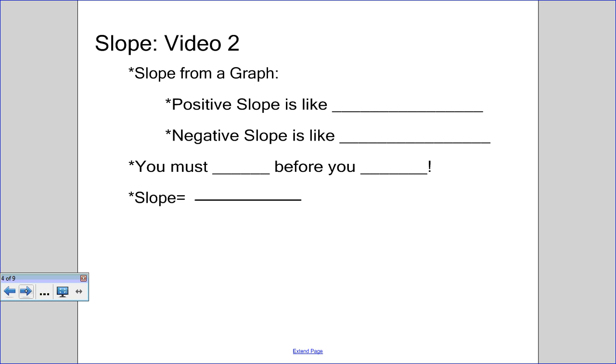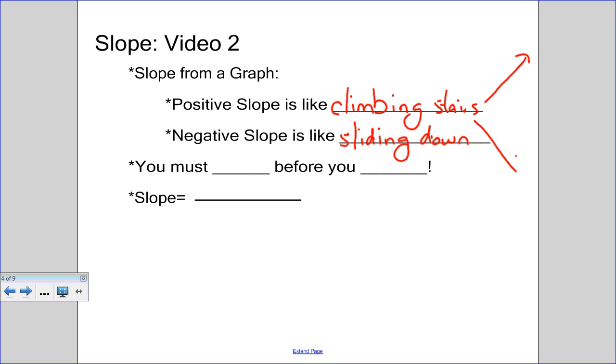So remember, positive slope is like climbing stairs. It should go up when we read from left to right. And negative slope is like sliding down. And it should go down when we read a graph from left to right. And our line again is that you must rise before you can run, which means we can find the slope of our graph as rise over run.